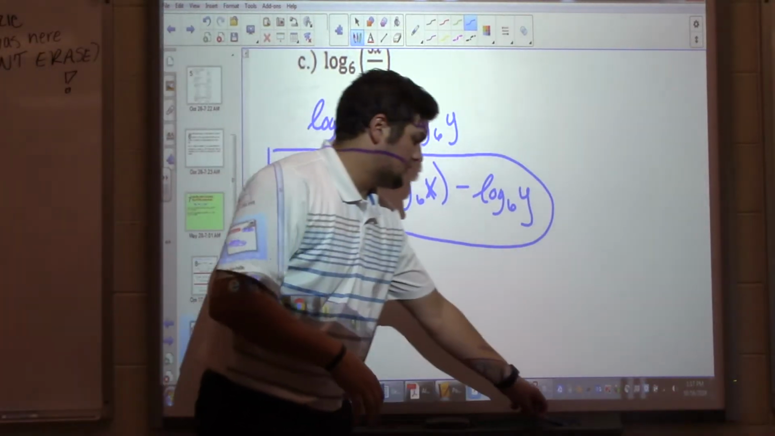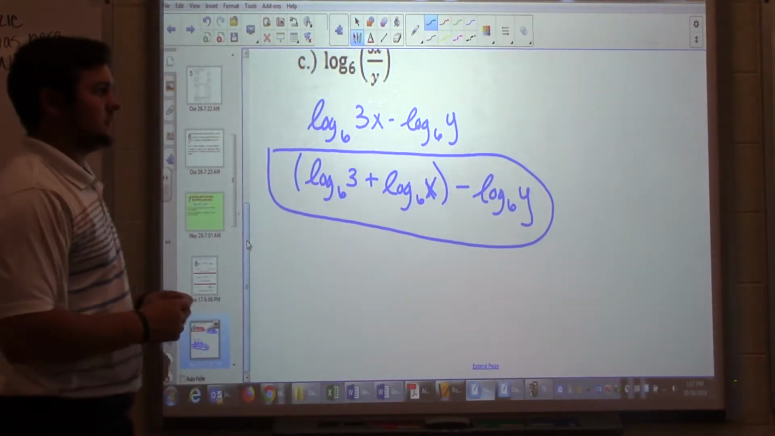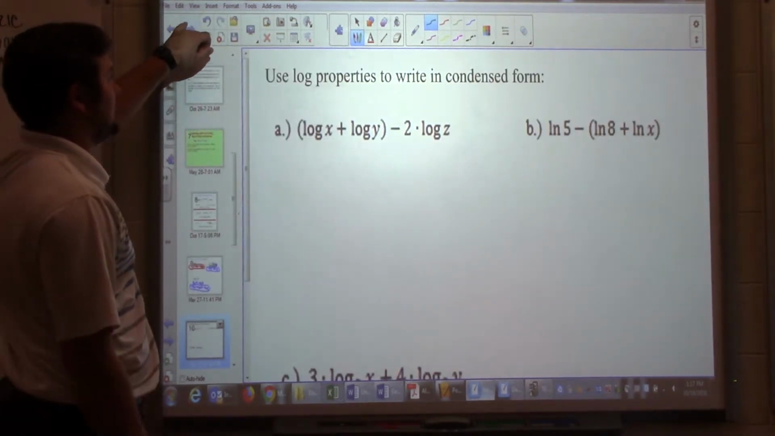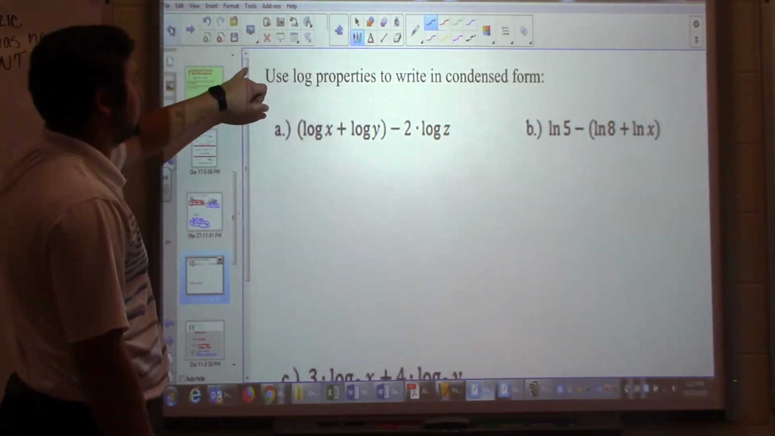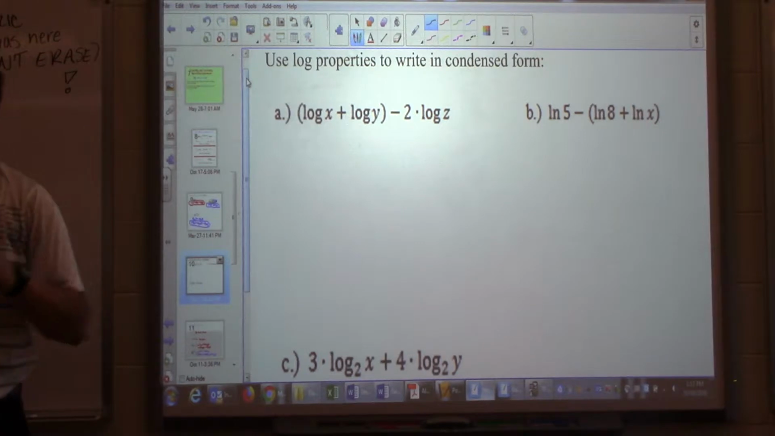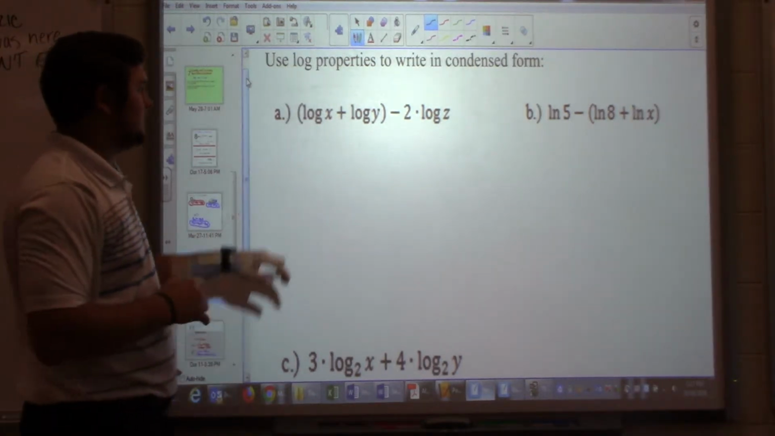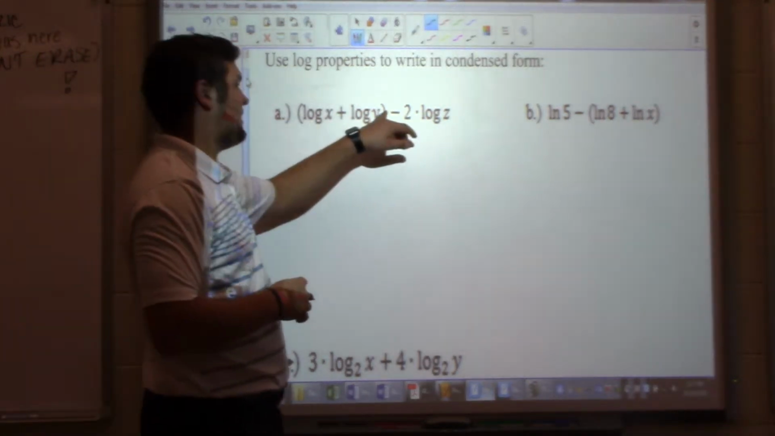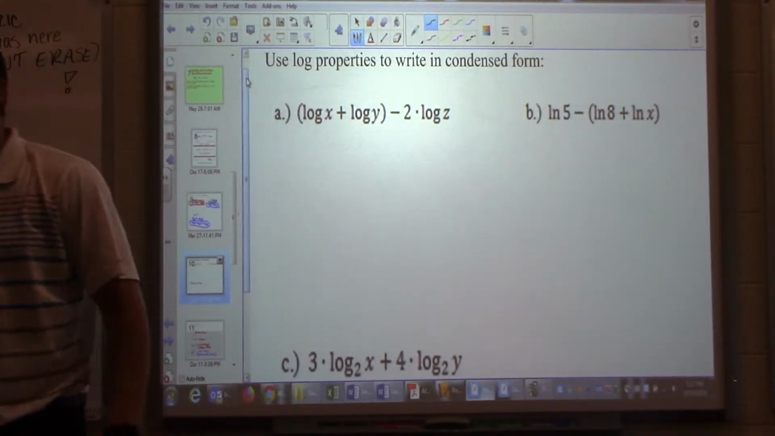Alright. Let's try and work the opposite way now. So we're going to skip the you tries. We'll come back if we have time. They're next time. Alright, so now let's try and write it in condensed form. So we have it all expanded out. Now we need to combine it back together. So log of x plus log of y minus 2 times log of z.